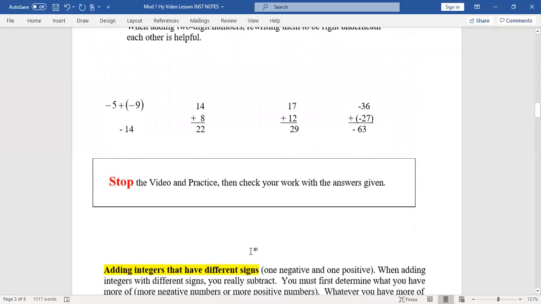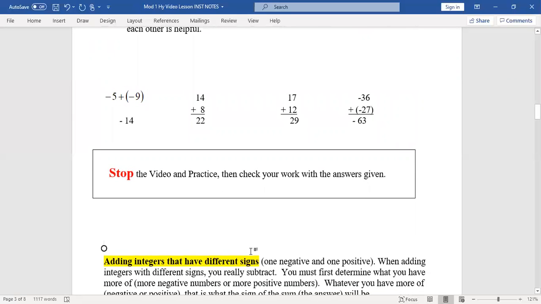-5 plus -9 is going to be -14. 14 plus 8 is 22. 17 plus 12 is 29. And -36 plus -27 is -63. When you have two-digit numbers, it's good to set them on top of each other, where you add the ones position and then you add the tens. This makes it much easier.